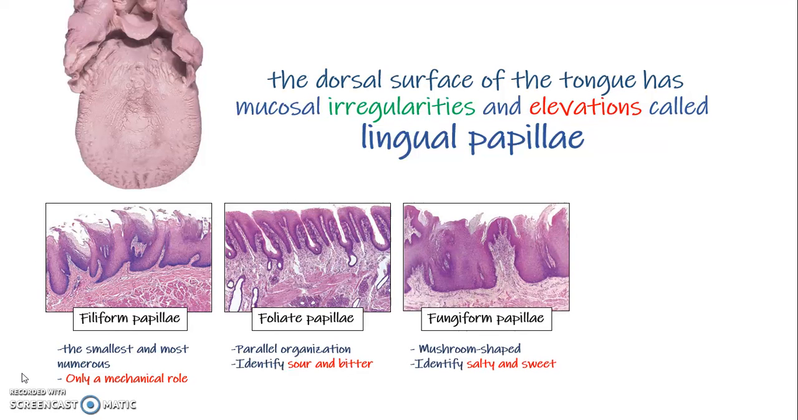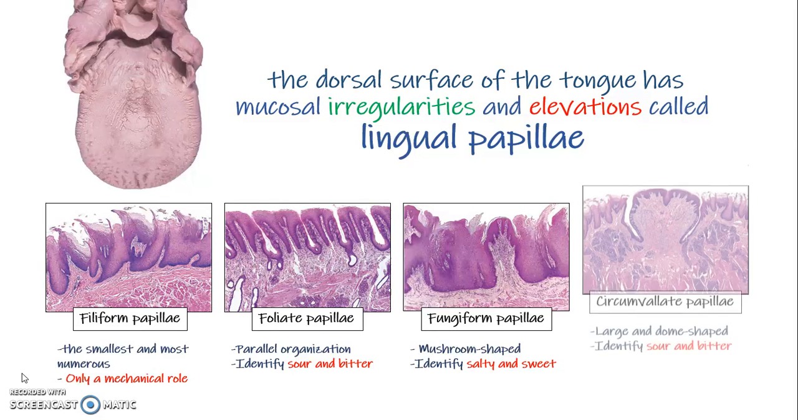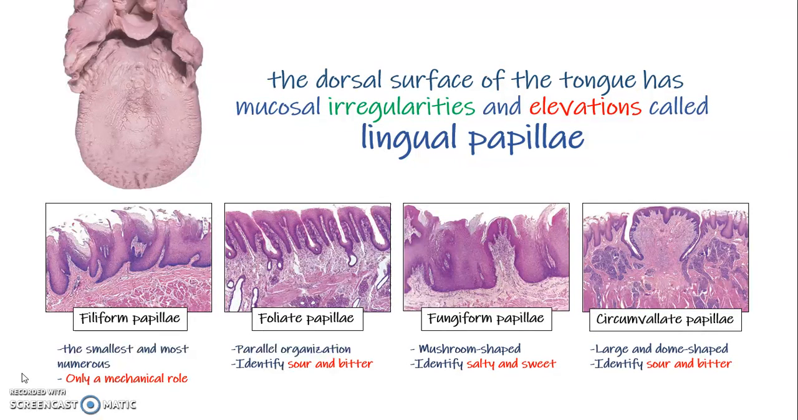We also have fungiform papillae. They are mushroom shaped and they identify salty and sweet. And we have circumvallate papillae. They are large, dome shaped, and identify sour and bitter.